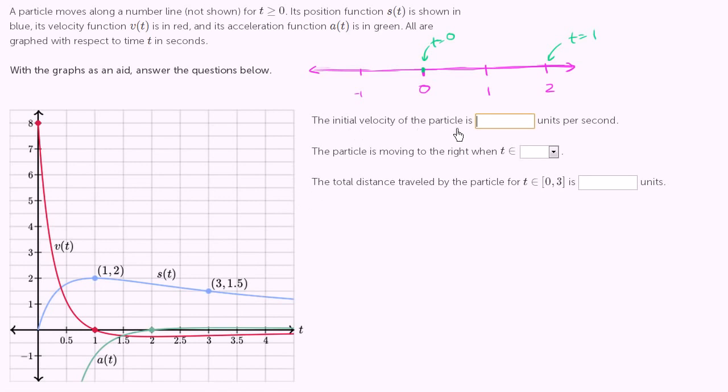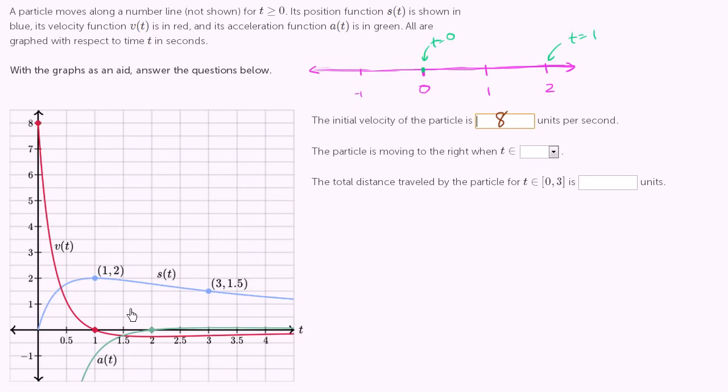The initial velocity of the particle is blank units per second. I encourage you to pause this video and answer that. Well, we just said the velocity at time equals 0 is 8 units per second. So we'll just put 8 right over there. The particle is moving to the right when t is in the interval, and since they're doing this as a member of, they really want this in set notation. T is a member of the interval.